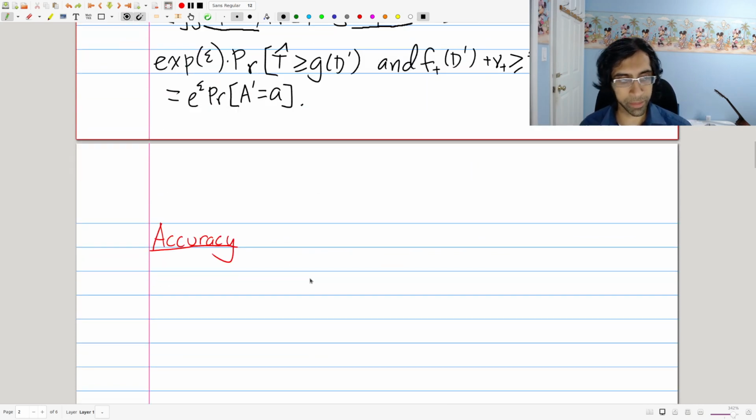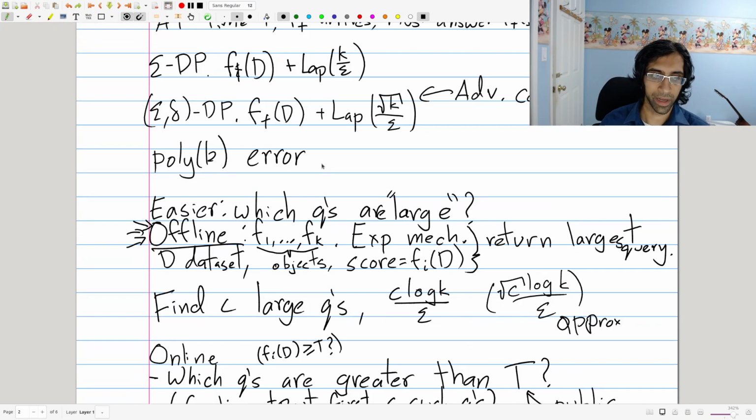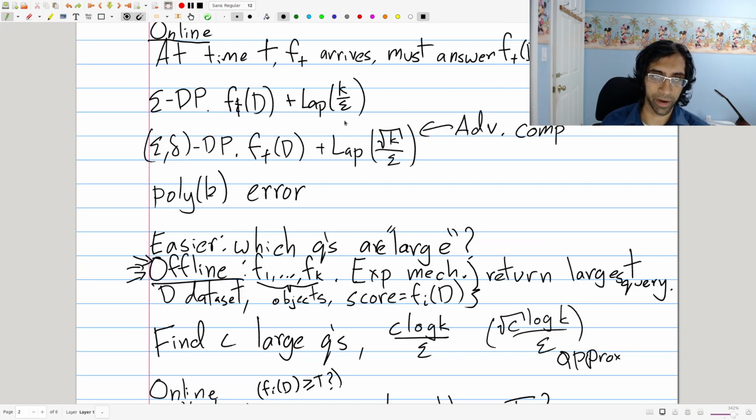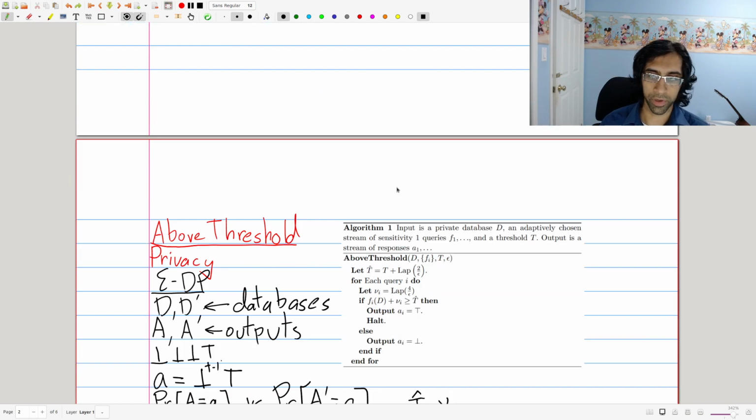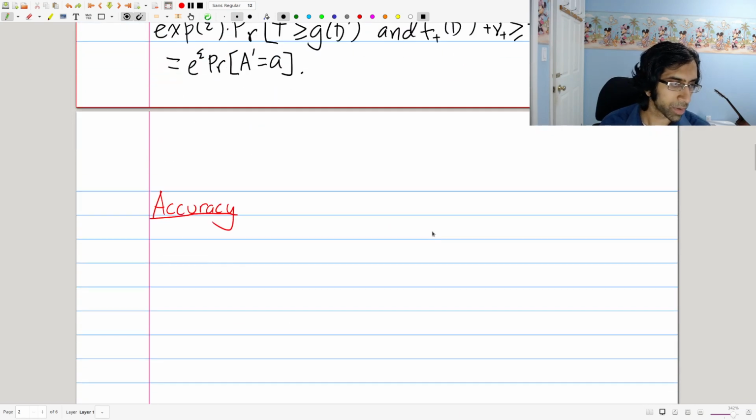Now, it remains to reason about the accuracy of this algorithm. How accurate is it? And what do we even mean by accuracy? When we were outputting queries before, we were outputting a value, so we could ask how much error we have in terms of the numeric value of the query. But here we're only outputting a top or bottom symbol, so it's not immediately obvious what the accuracy guarantee is. Well, we want our algorithm to make no mistakes with high probability, so we want to minimize the number of mistakes. What do we mean by mistakes?